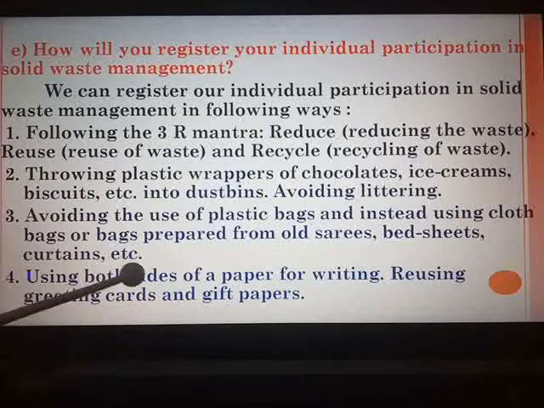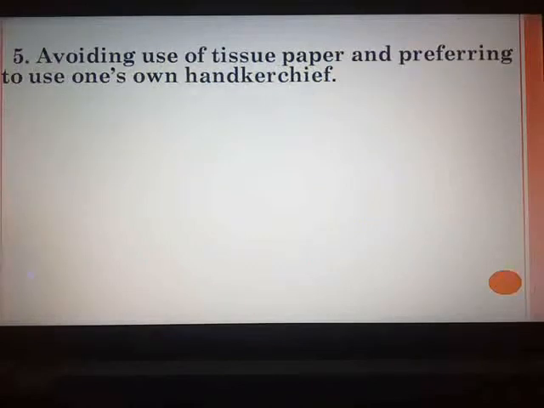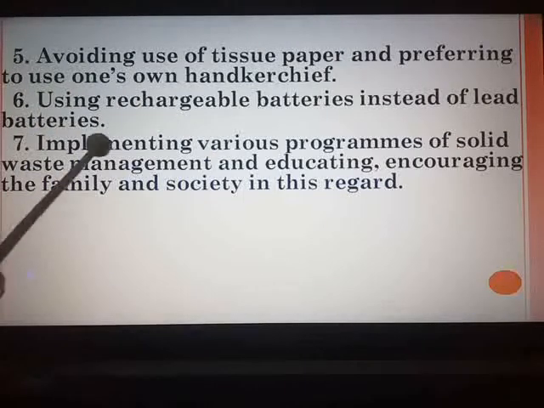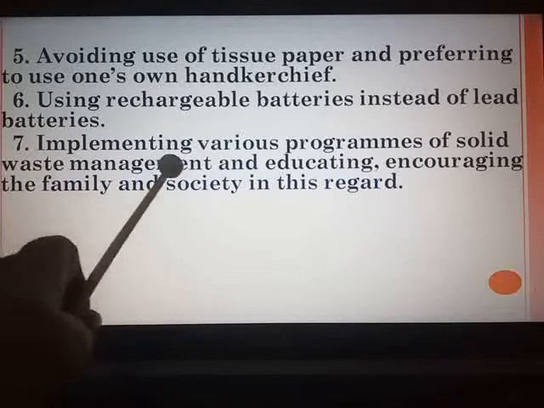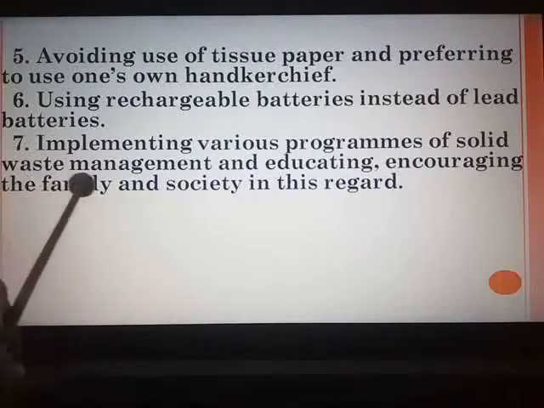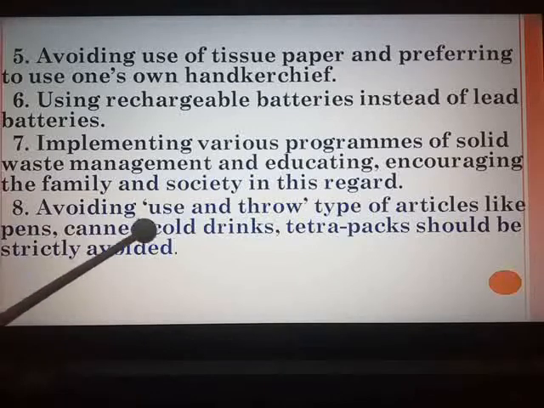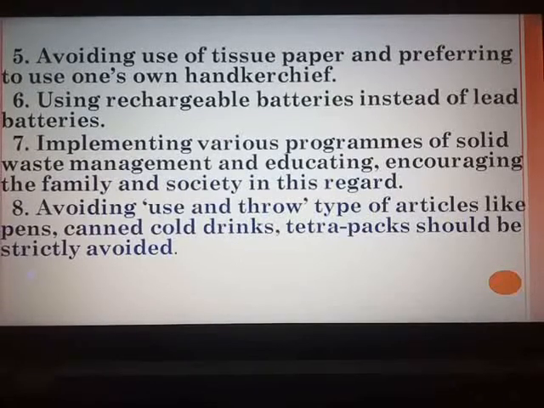Point number 4, using both sides of a paper for writing, reusing greeting cards and gift papers. Point number 5, avoiding use of tissue paper and preferring to use one's own handkerchief. Point number 6, using rechargeable batteries instead of lead batteries. 7, implementing various programs of solid waste management and educating, encouraging the family and society in this regard. And last point, avoiding use and throw type of articles like pens, canned cold drinks, Tetra packs should be strictly avoided. Now you can see in the textbook all the 8 points are given as it is.